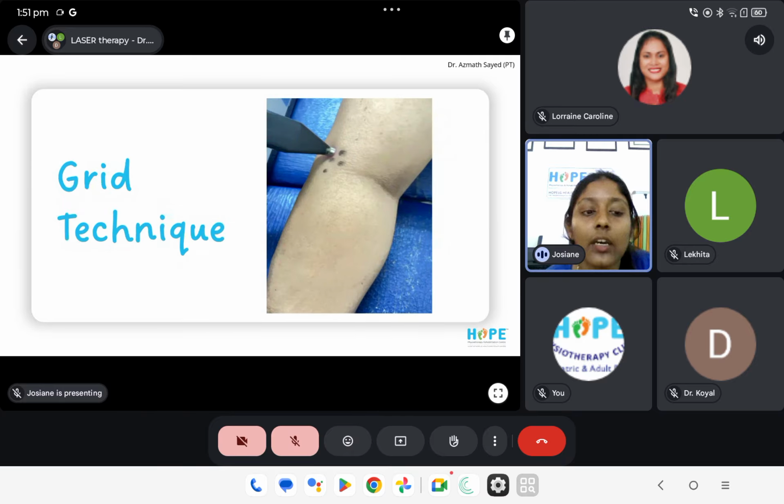Third one is the grid technique. So here we ask the patient where the patient feels pain, and we mark the points in the form of a grid, and we give 30 seconds to one point and then we can move to another point.